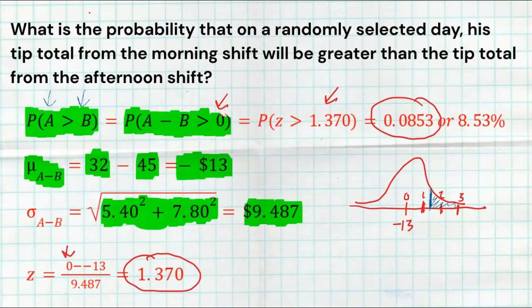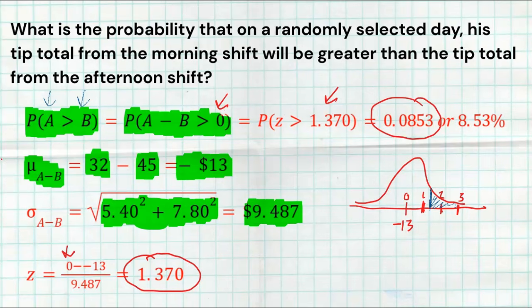So it's about an 8.53% chance that he's going to get more money in the morning than he does in the afternoon. That's a very tricky question. I know I explained that kind of quick, even though it did take a while, but I really hope you understand the idea. It all starts with understanding, what are they asking me?